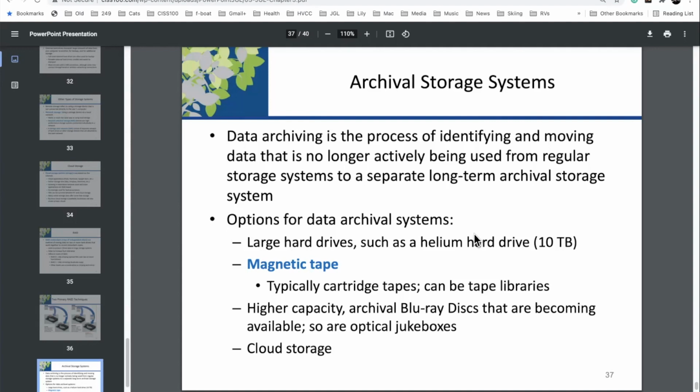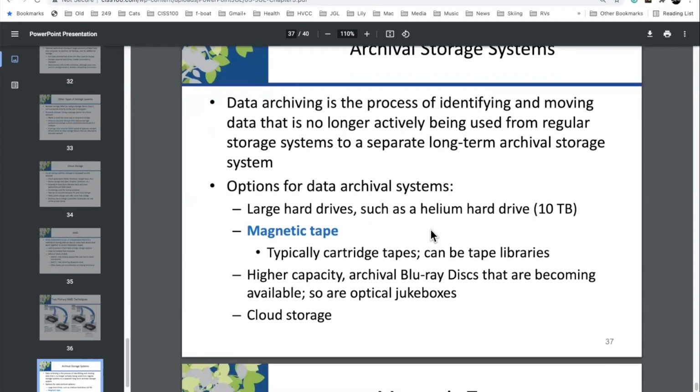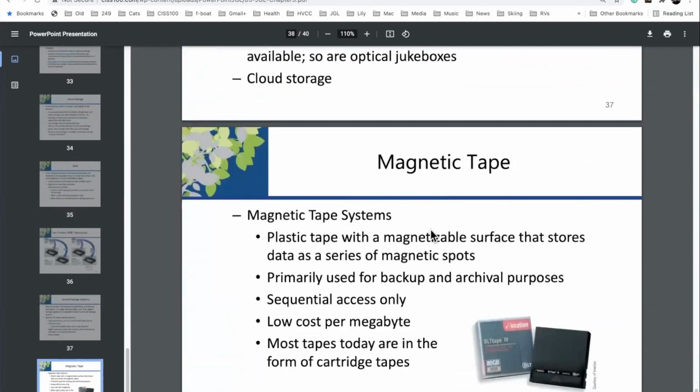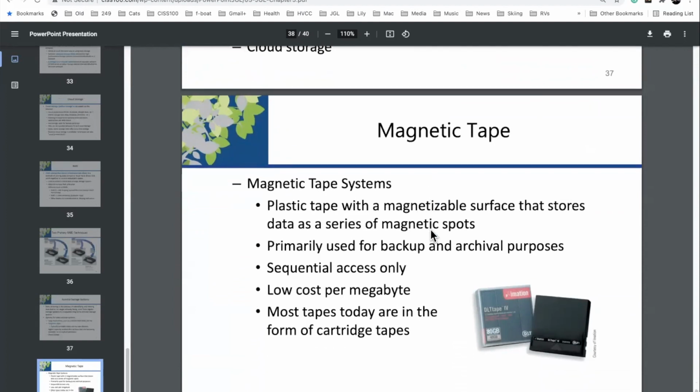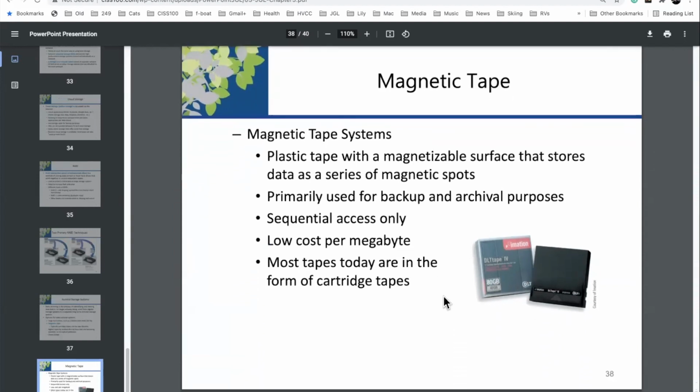So magnetic tapes are pennies per application. They're very easy, inexpensive to purchase. And of course you can just stockpile them and keep archives. They are sequential storage. They're not direct or random access. And here's just a picture, okay? So just recognize they're still used.